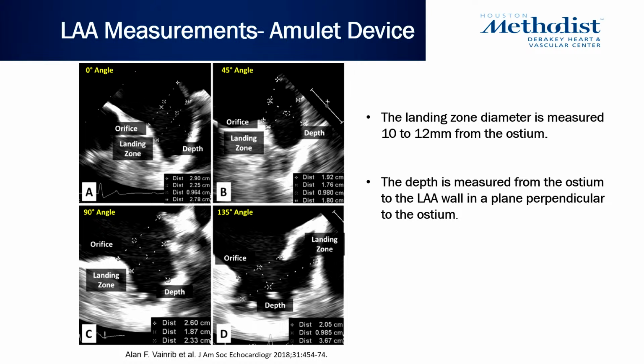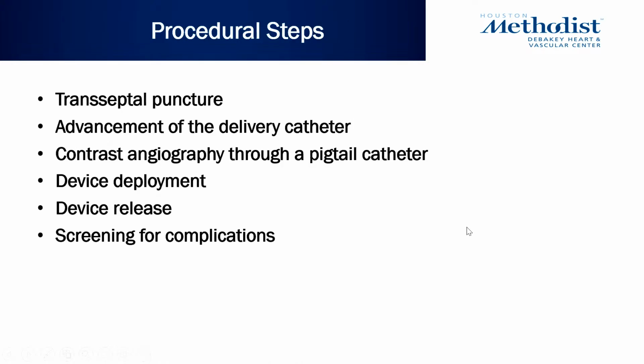The Amulet device can have different measurements compared to the Watchman device. The landing zone is measured 10 to 12 millimeters from the ostium, and the depth is measured in a line that's perpendicular to this landing zone from the ostium. So this is your ostium. Your landing zone is 10 to 12 millimeters below the ostium, and your depth is measured from the ostium in a perpendicular line to the ostium, rather than to the most distal tip as compared to the Watchman device.